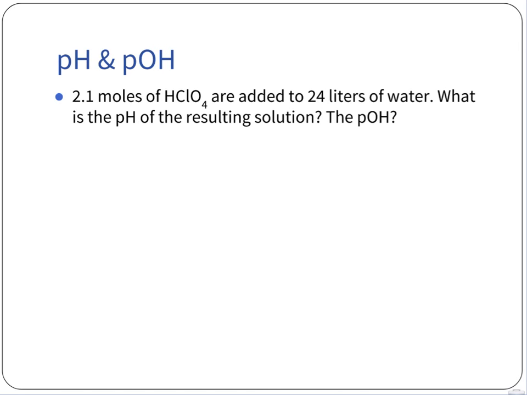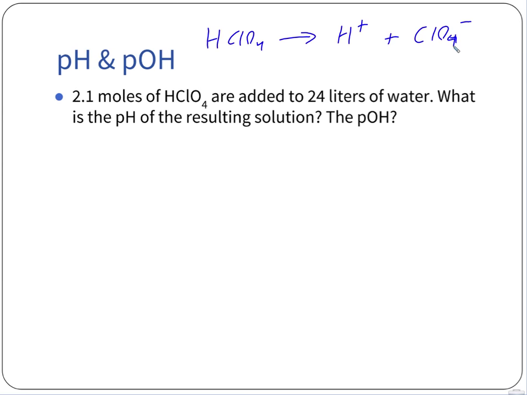We have 2.1 moles of HClO4, which I believe is perchloric acid? Is it perchloric acid or chloric acid? I don't have it written in front of me right now. But let's just write out what this is going to look like. HClO4 is going to dissolve in water, going into aqueous solution and forming an H+ ion plus a ClO4- ion. Just a 1 to 1 to 1 mole ratio, quite nice here.